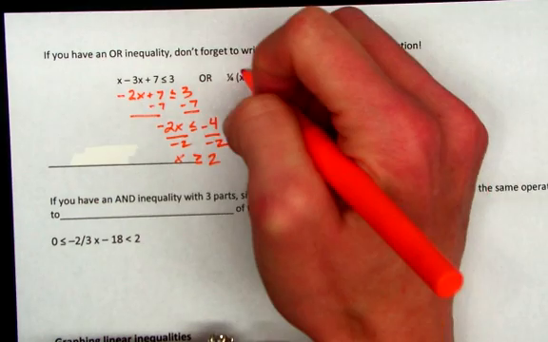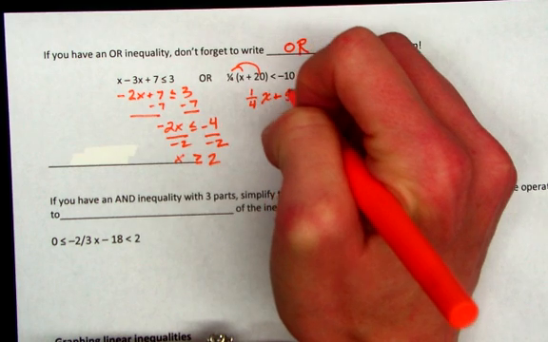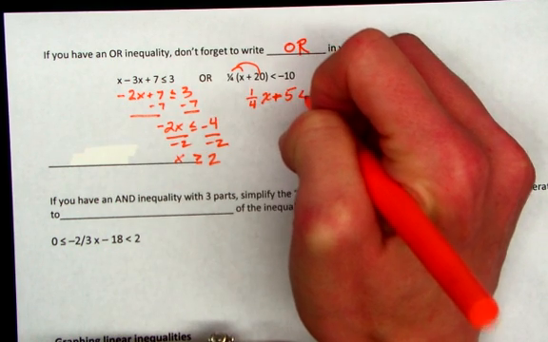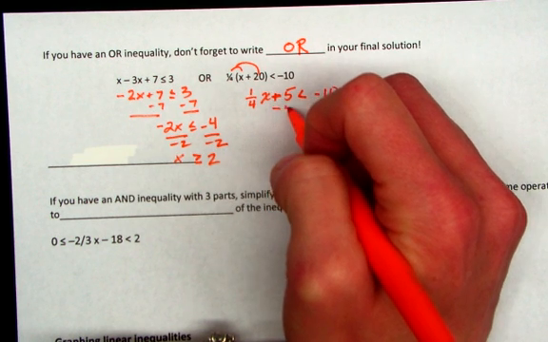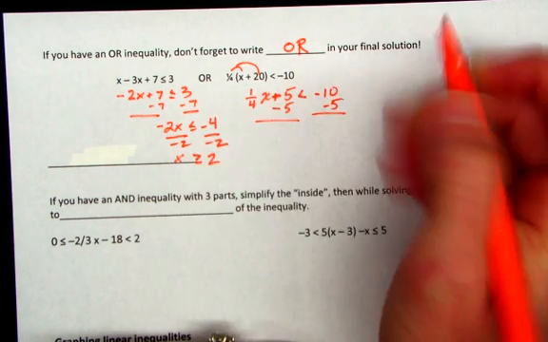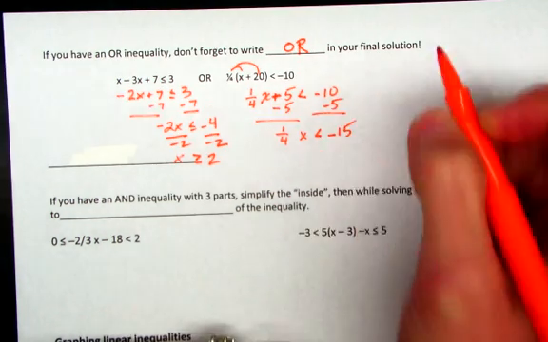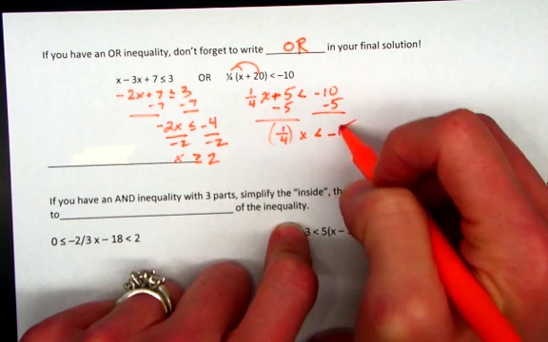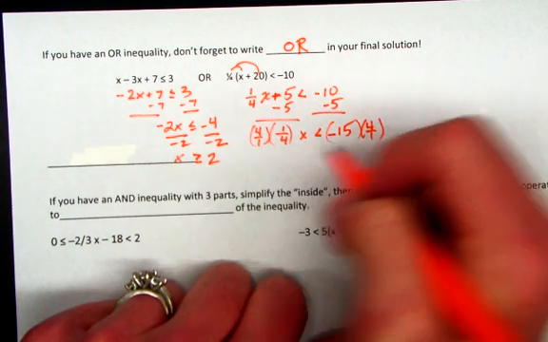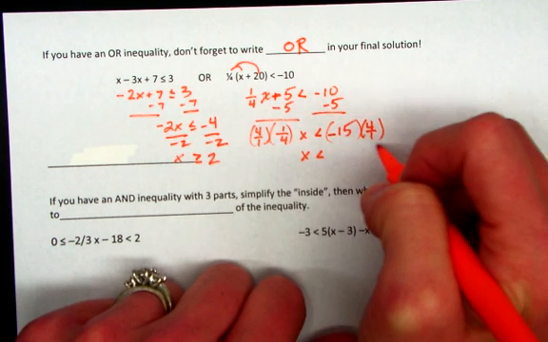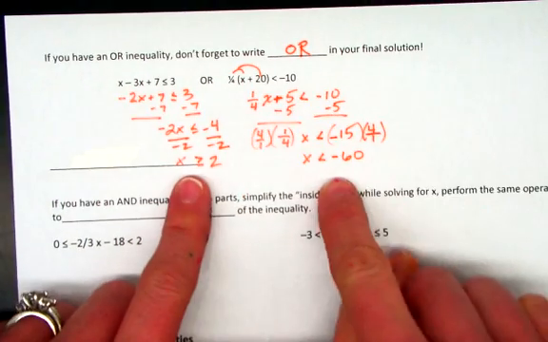Okay, so then over here, if we distribute, we get 1/4 x plus 5 is less than negative 10. We are going to subtract 5 from both sides. So then we get 1/4 x is less than negative 15. Okay, now over here, what I can do is multiply by the reciprocal, 4 over 1. So x is less than negative, what would that be, negative 60. Okay, so I have my two inequalities.